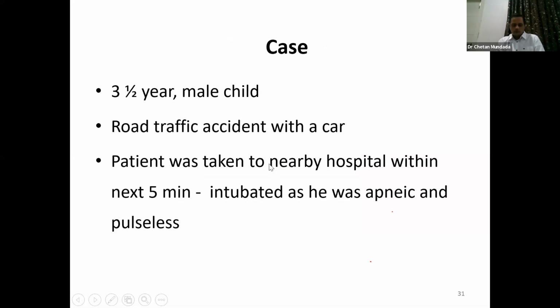So now we move on to the next X-rays and discussion. So this is the case. We'll start with the case and we'll go back to the whole discussion on the X-ray neck.